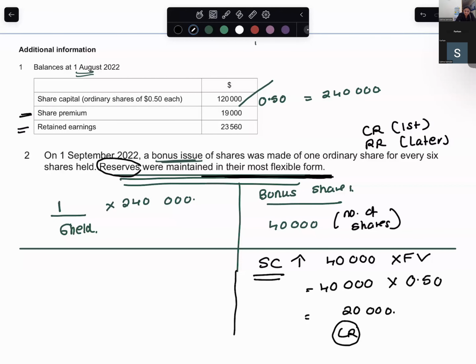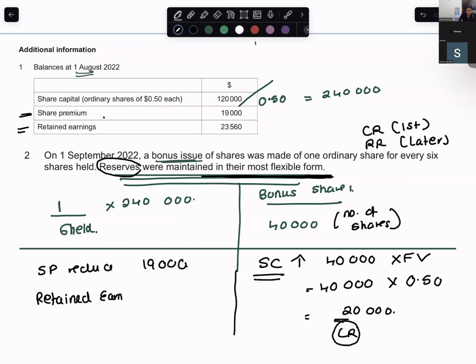Tell me. So which means capital, wait, so share capital is already credited, so capital reserve will be debited. So which one first? I will reduce share premium, right? Yeah, share premium would be reduced by 19,000. But I'm giving shares of 20,000. So retained earnings would reduce by 1,000. Are you with me?